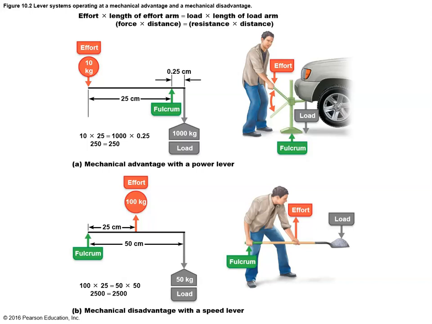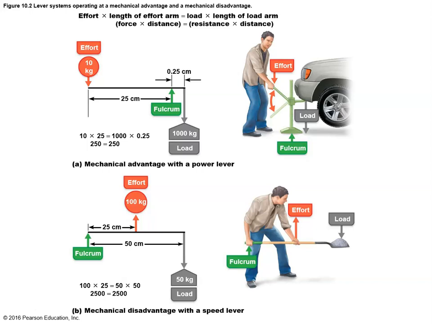A power lever works at a mechanical advantage, meaning if you put in a certain amount of effort or input of force, you actually get out of it more than you put in. So the example here is the jack on a car. And every lever is going to have an input of load or effort. It's going to have an output of load, and it's going to have a fulcrum or a pivot point at some point in that process.